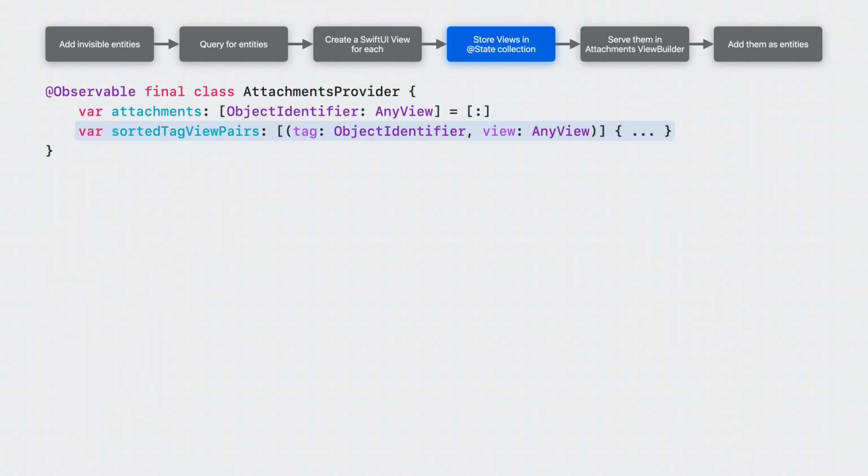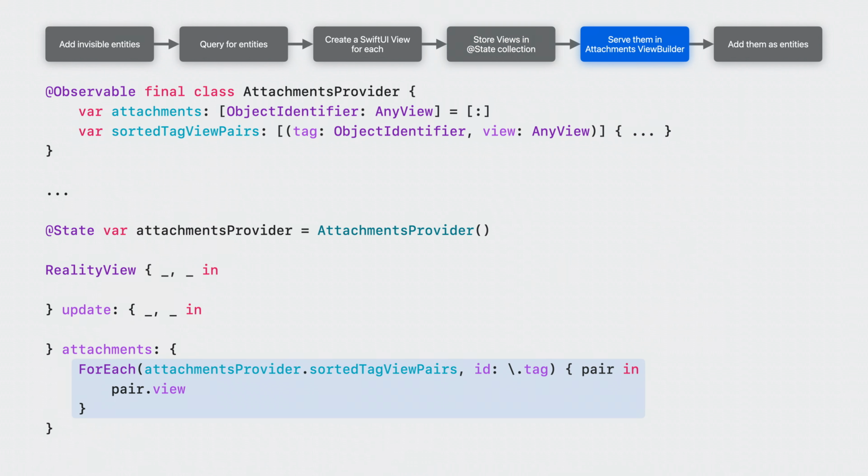We have a computed property called sortedTagViewPairs that returns an array of tuples, tags and their corresponding views, in the same order every time. Then, in the attachments view builder, we'll ForEach over our collection of attachments that we made. This tells SwiftUI that we want one view for each of the pairs we've given it, and we provide our views from our collection. We're letting the object identifier do double duty here as both an attachment tag for the view and as an identifier for the ForEach structure.